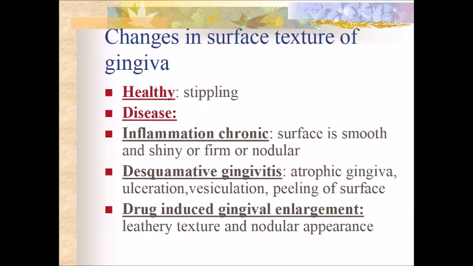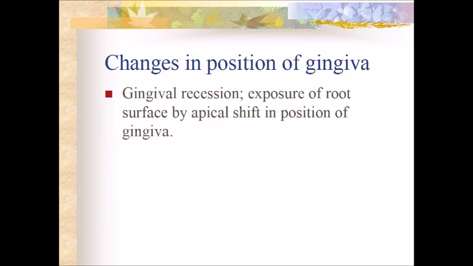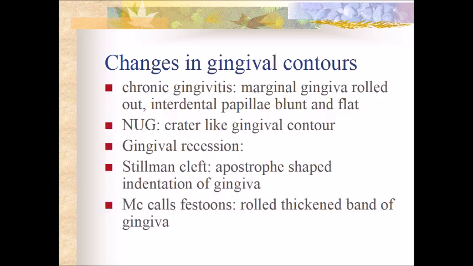Now coming on to the changes in surface texture of gingiva. In healthy gingiva, it is stippled. In disease, such as inflammatory chronic periodontitis, the surface is smooth, shiny, and may be firm or nodular. In desquamative gingivitis, there is atrophic gingiva, ulceration, vesiculation, and peeling of the surface. Drug induced gingival enlargement shows leathery texture and nodular appearance. Changes in position of gingiva: gingival recession, exposure of the root surface by apical shift in the position of gingiva.